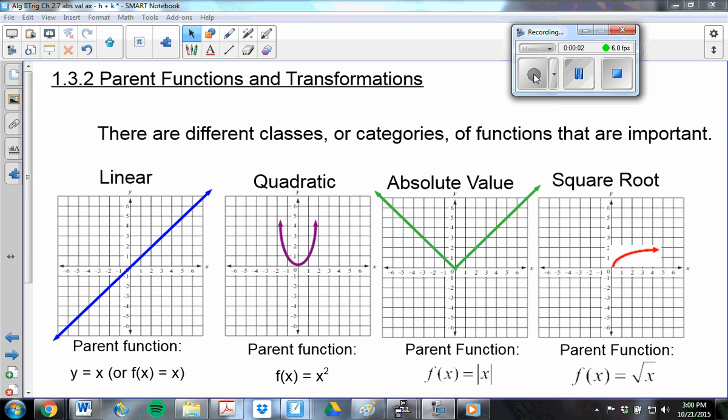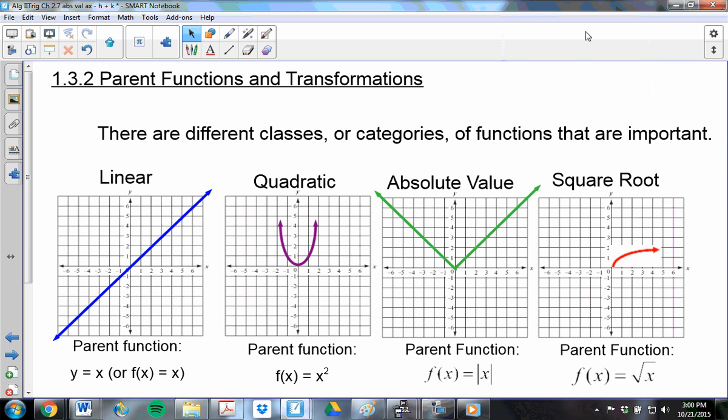Okay, this is 1.32 in Algebra 2 Trig, talking about parent functions and their transformations. There are different classes or categories of functions that we talk about that are important. Here are just four of them: linear, quadratic, absolute value, and square root. These are all called parent functions.